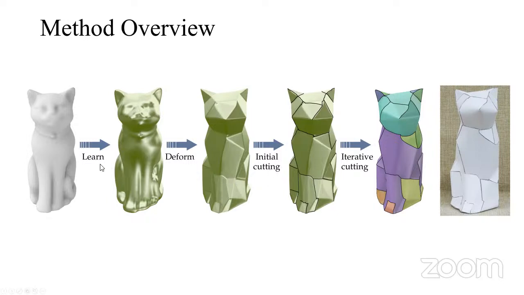So in this new pipeline, we first learn the SDF. Then we use a neural network to perform deformation. Then we perform the initial cut. Then we use the iterative cut to get the final result. Let's introduce each step in detail.